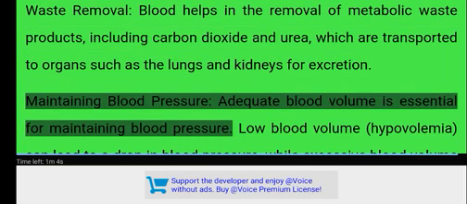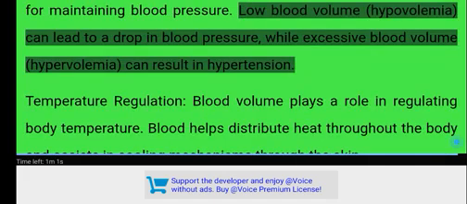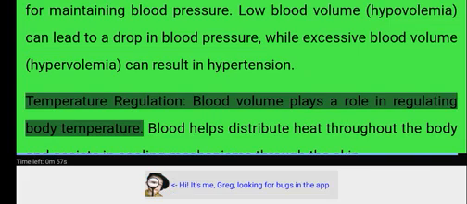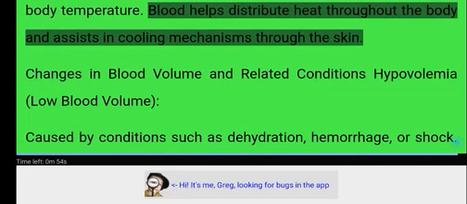Maintaining blood pressure. Adequate blood volume is essential for maintaining blood pressure. Low blood volume, hypovolemia, can lead to a drop in blood pressure, while excessive blood volume, hypervolemia, can result in hypertension. Temperature regulation. Blood volume plays a role in regulating body temperature. Blood helps distribute heat throughout the body and assists in cooling mechanisms through the skin.